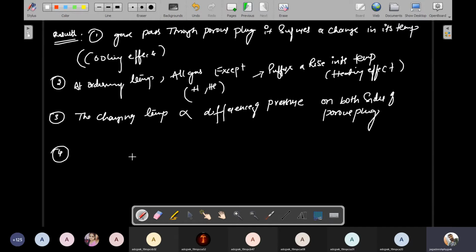Okay, and the most important last point of this experiment they observed: as the initial temperature of the gases rises, the cooling effect decreases, and at a particular temperature the cooling effect changes into a heating effect. That temperature is known as the inversion temperature.